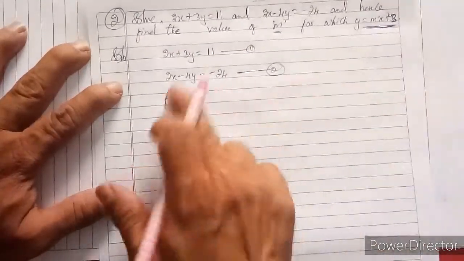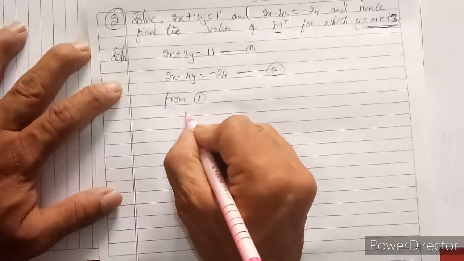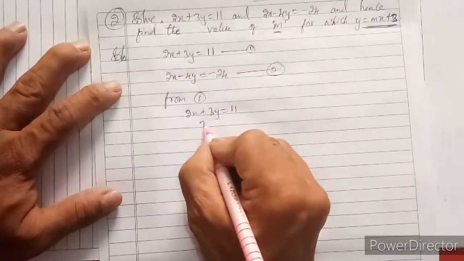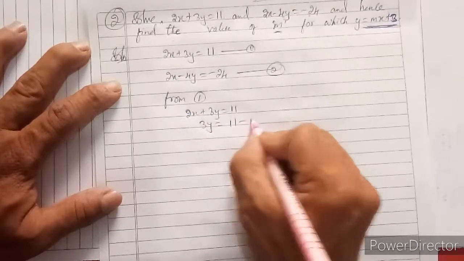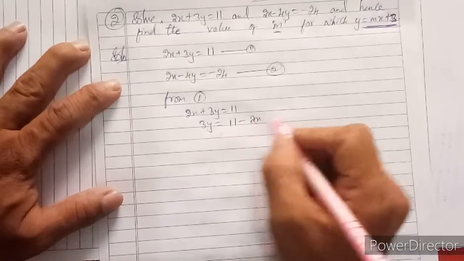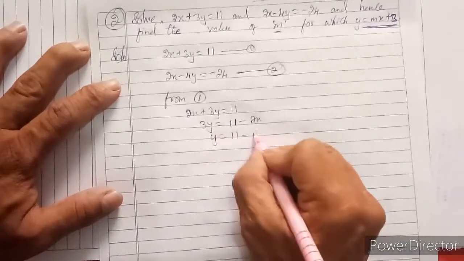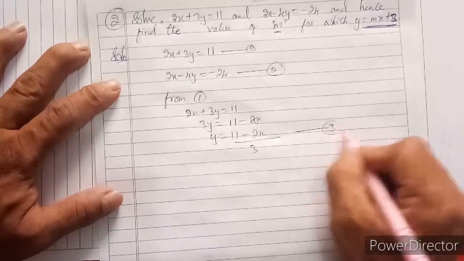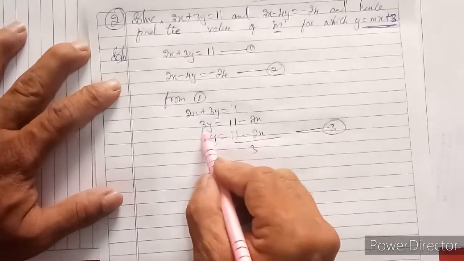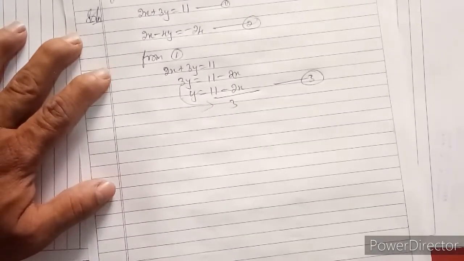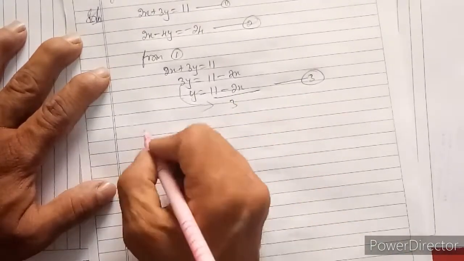We have taken that. So here, 2x plus 3y is equal to 11, and 3y is equal to 11 minus 2x. If I transpose 2x, it will become a minus sign, right? And y is equal to 11 minus 2x divided by 3. We got this as equation 3. So y is equal to this value. I have transposed to the denominator, right? And put the value of y.